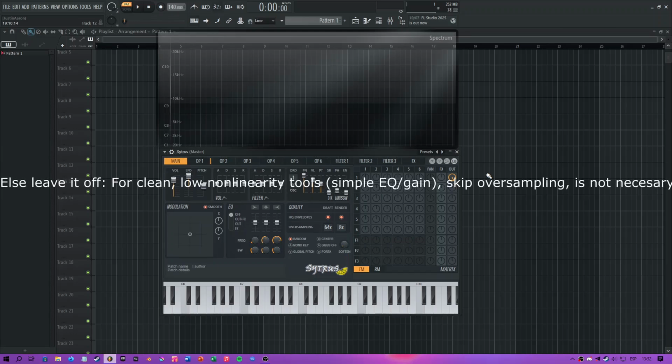Else leave it off. For clean, low nonlinearity tools, simple EQ, gain, skip oversampling, it is not necessary.